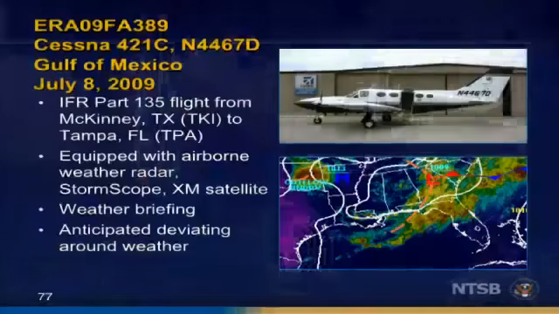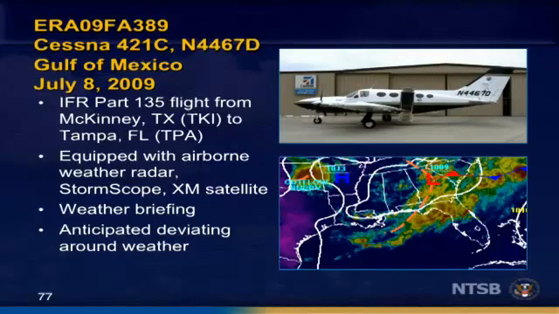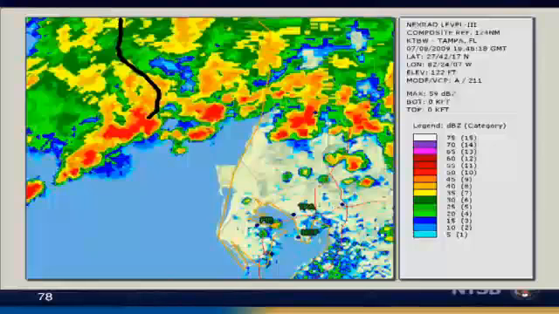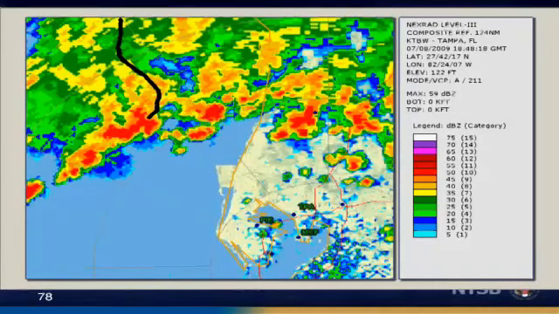Here's the weather scenario. If he had gotten a graphic image from the internet on his laptop, he would have seen a low pressure system, a trough of low pressure. Look at all that convective activity ahead of that trough. He's going from Texas to Tampa. Does he have a problem? Here's what the radar image looks like, and here's his black flight track coming in.